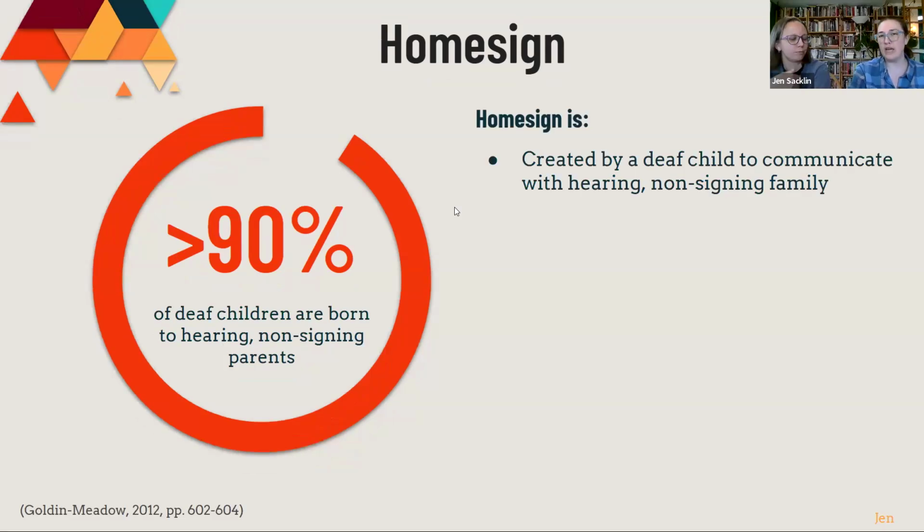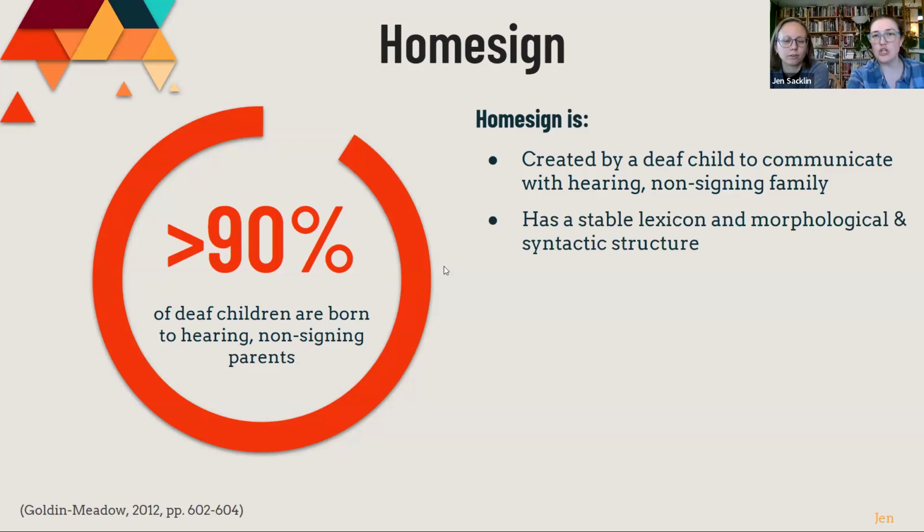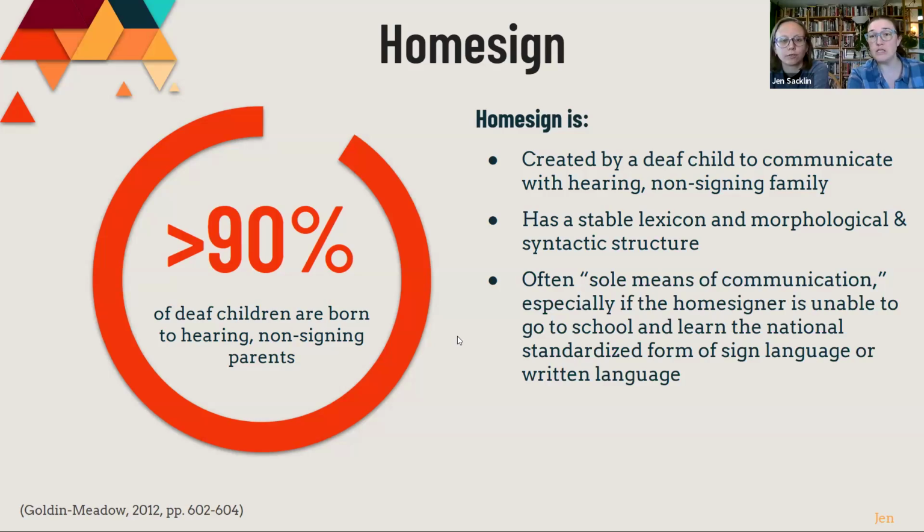Home sign is a language created by a deaf child to communicate with their hearing, non-signing family to communicate their wants and needs. It's usually a gesture-based language, and it will have a stable lexicon and a morphological and syntactic structure. It is a language. Now, it's idiosyncratic. It's only used by that child and their family, but various linguists have studied various home signs, and they are languages. Now, it often becomes that person's sole means of communication, especially if the home signer is unable to go to school and learn the national standardized form of sign language or written language, or can't receive a cochlear implant or something to be able to enhance their hearing.